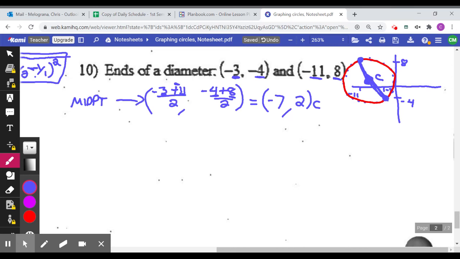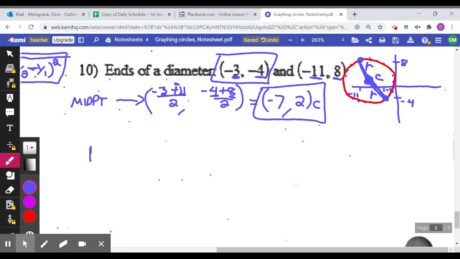Now to get the radius, this is where we're going to go back to the distance formula. This is the radius, right? The distance between the center and a point on the circle. So you could use the distance formula for either point. I'm going to pick the smaller values. I'm going to find the distance between this point and the center, and that's going to give me the radius. All right.